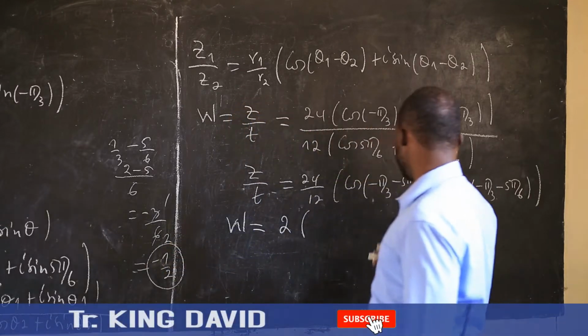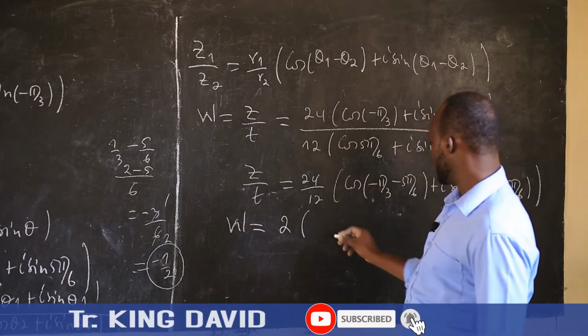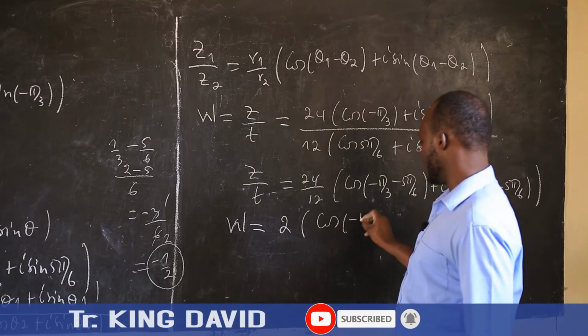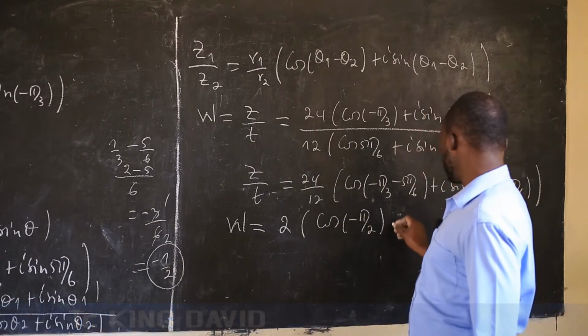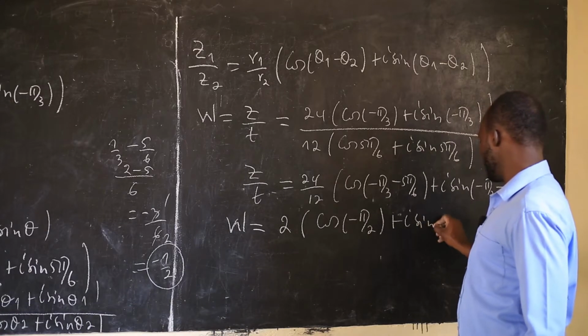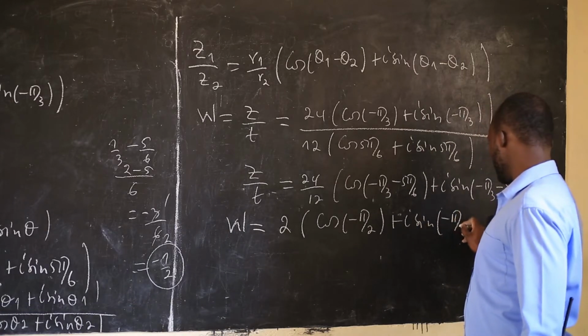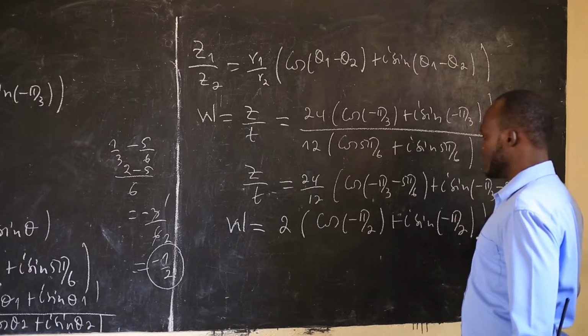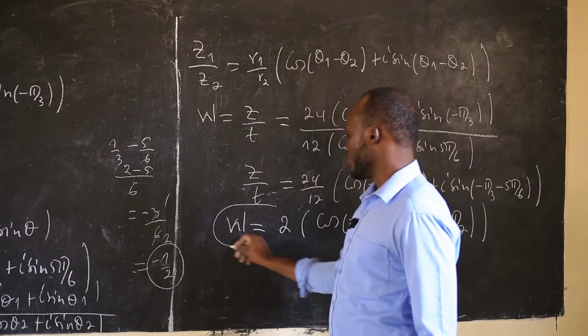What we're going to do is just multiply by pi. So that is cos of negative pi over 2 plus i sine of negative pi over 2. So that is W in the polar form.